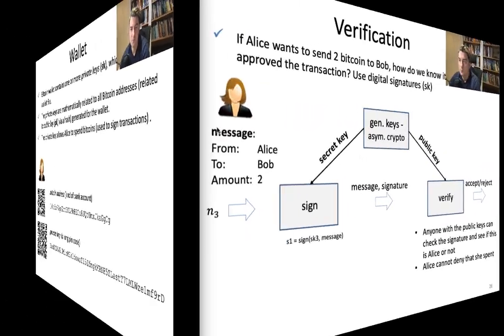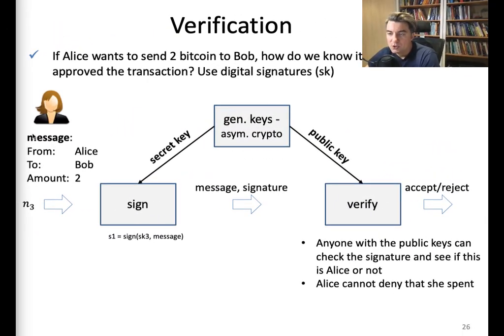while the private key is 64 characters long, which is 64 times 4, or 256 bits, in length. The first question that Bitcoin should address is verification of transactions. If Alice wants to send 2 Bitcoin to Bob, how do we know it is Alice who has approved this transaction and nobody else?